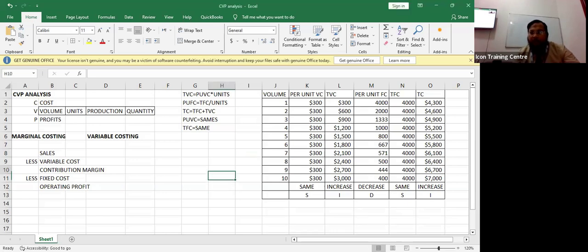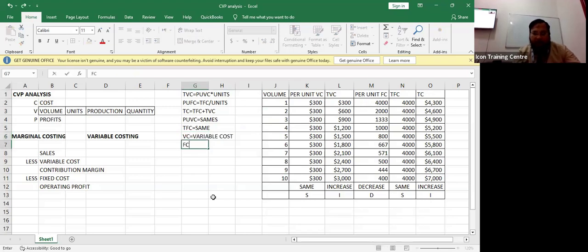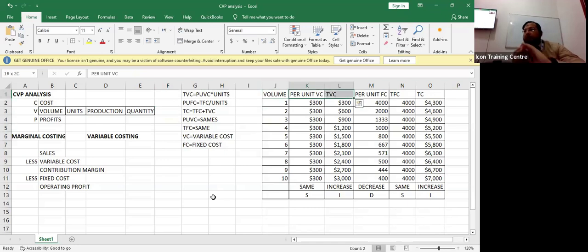So we are discussing the behavior of the cost. We have different costs, right? Because when we run an organization, we have variable cost. VC stands for variable cost, and FC is the fixed cost. Fixed cost remains fixed and variable always changes. So we have two types of variable cost, brother. One is called per unit variable cost, and the other one is called total variable cost.